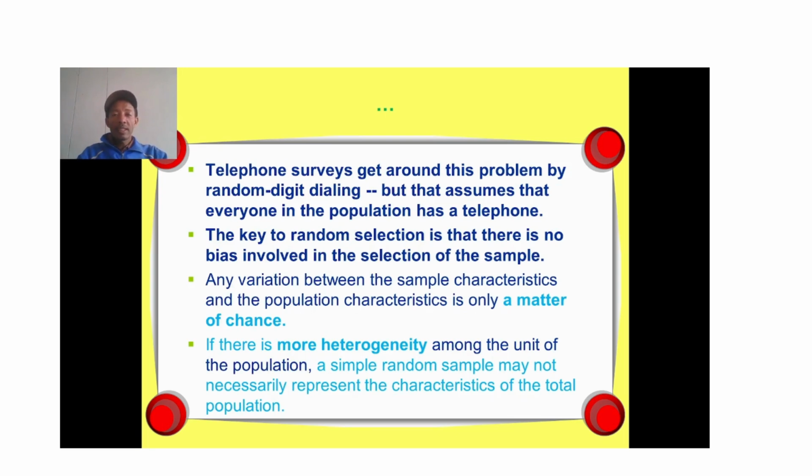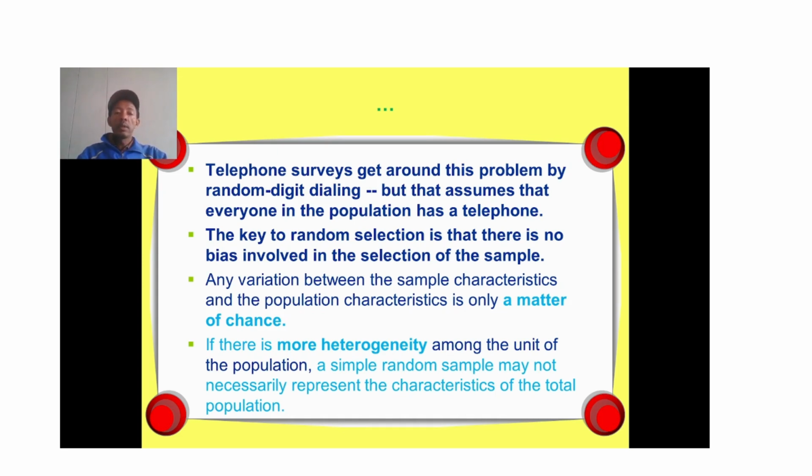So telephone surveys get around this problem by random digit dialing, but that assumes that everyone in the population has a telephone, because there may be certain members of that population that have no telephone. The key to random selection is that there is no bias involved in selection of the sample, and there is also a non-zero chance of being selected.